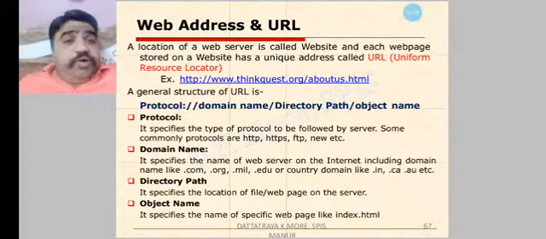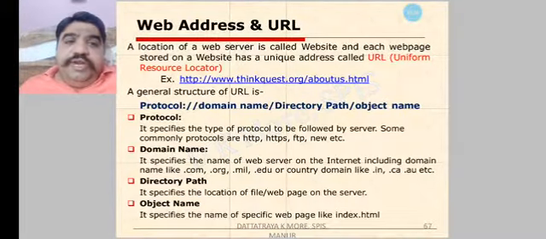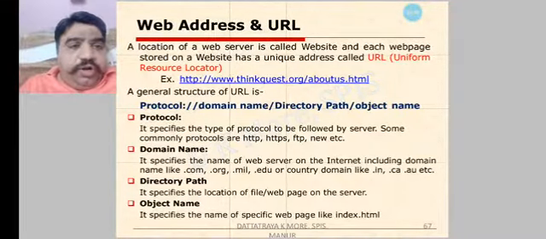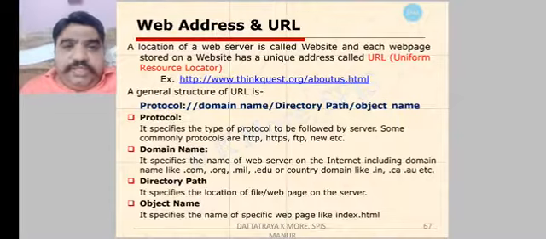Domain name. What is meant by domain name? It specifies the name of a web server on the internet, including the domain name like .com, .org, .mil, .edu, or country domains like .in, .ca, .au, like this way.